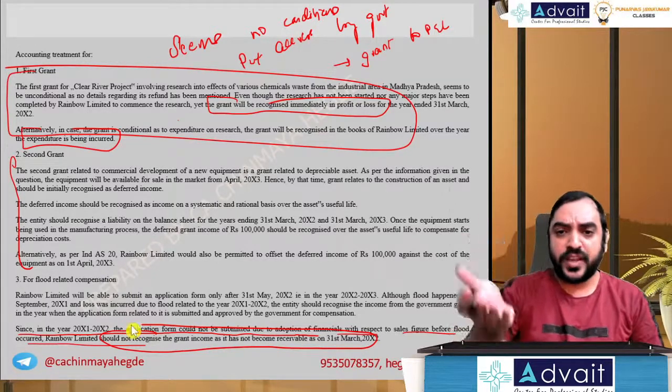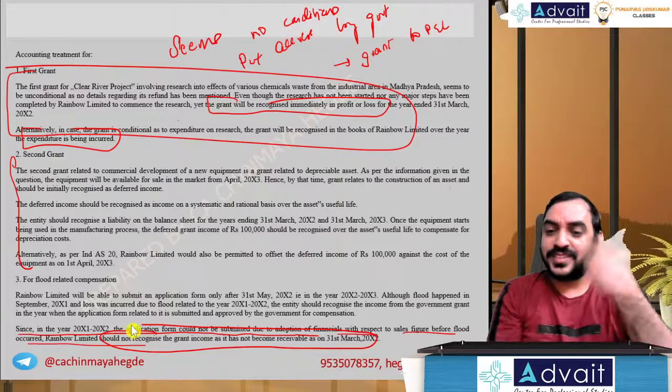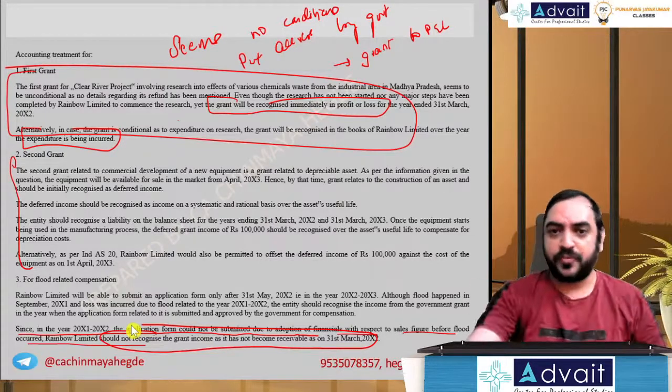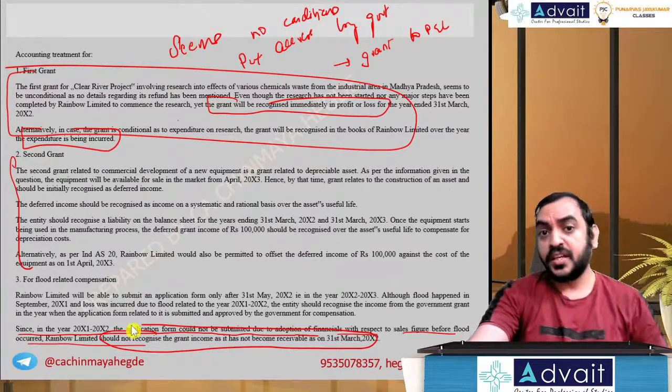Next year, you apply for the government approval. Next year, you take it to the P&L account. It's fair. Next year, you can take it, but not in the year 2001.